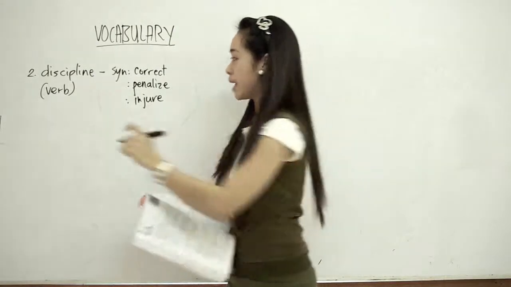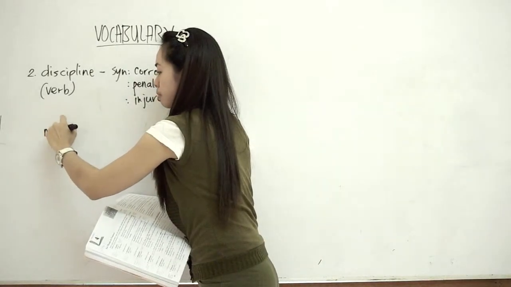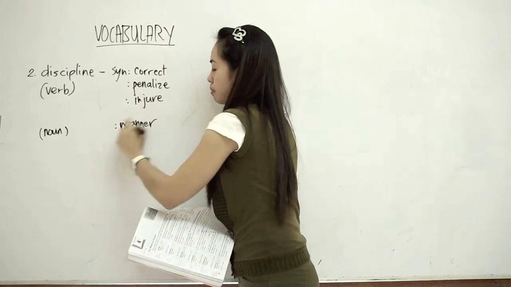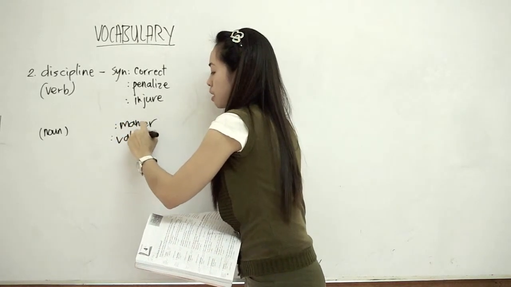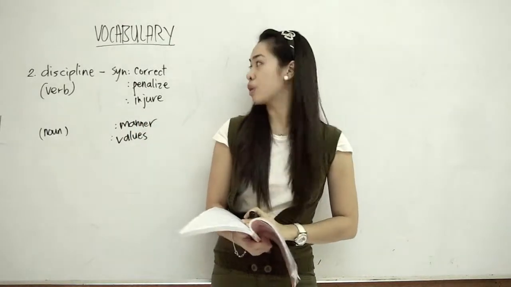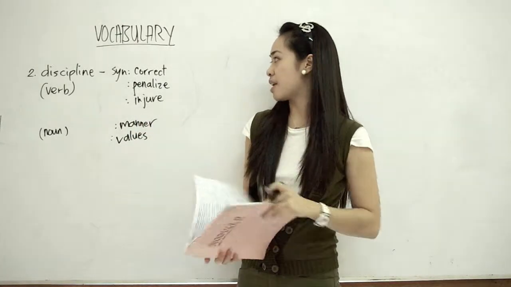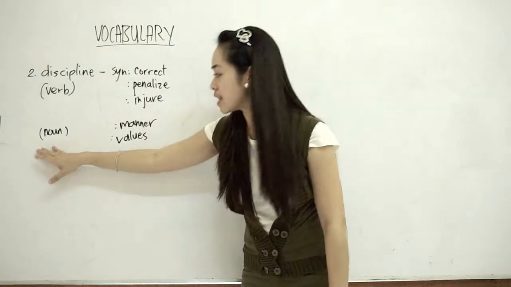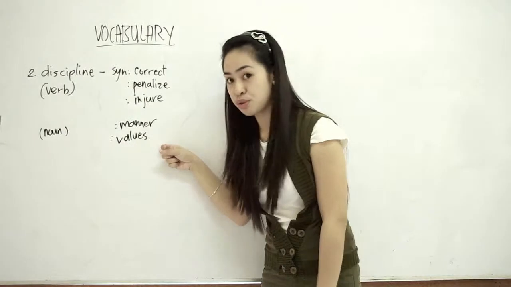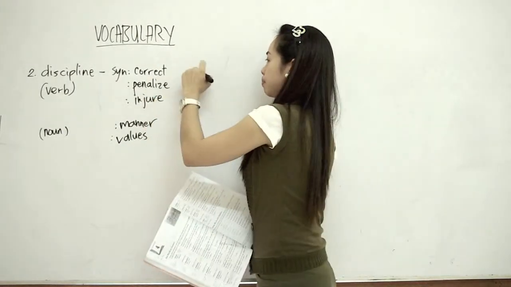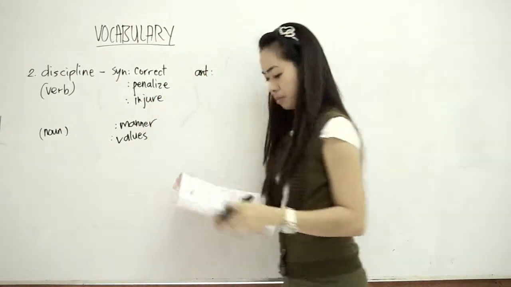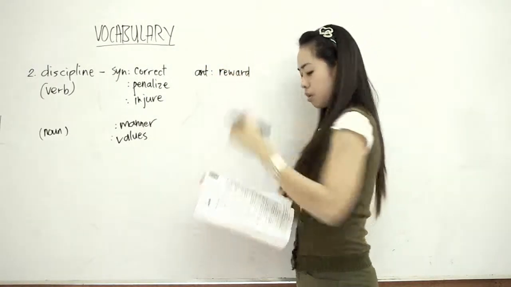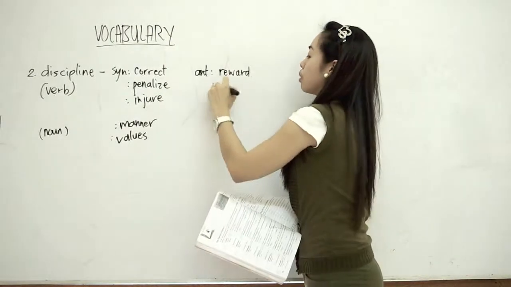Okay, so discipline as a noun can be manner, can be something that is what we call values. Okay, so as a verb, it acts as something that is correct, something that is penalized or injured. Next, as a noun, a manner or values. Next, antonym. Reward, or we call this award.